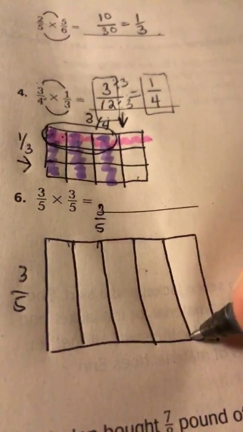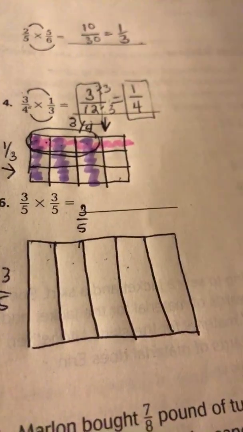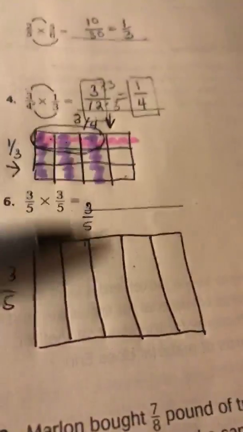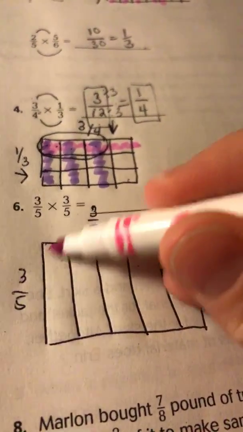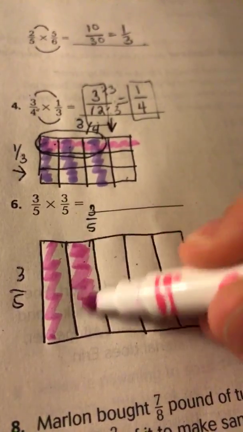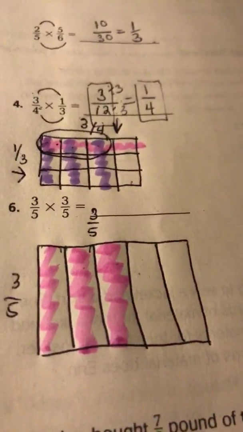All right, so I have it divided into fifths. 1, 2, 3, 4, 5. And I need to represent how many fifths? Sorry about that. I need to represent 3/5. So 1, 2, 3. Boom. 3/5. Okay.